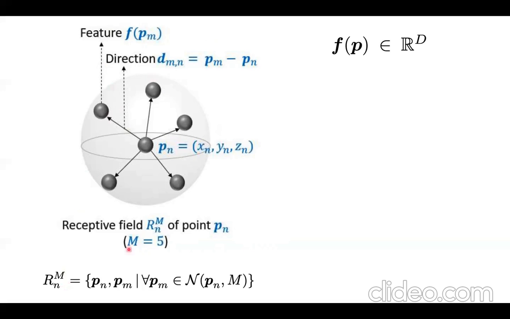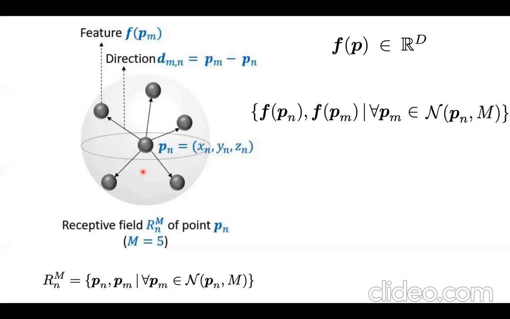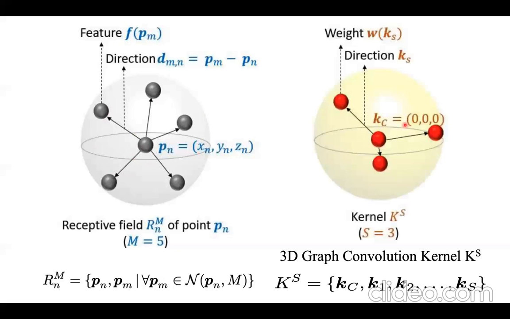This is the part where they say what the receptive field is. It is the collection of points, including that specific point around which we are looking at the neighborhood. So this is the definition for receptive field. And I mentioned that each of them has features, so that is another set.